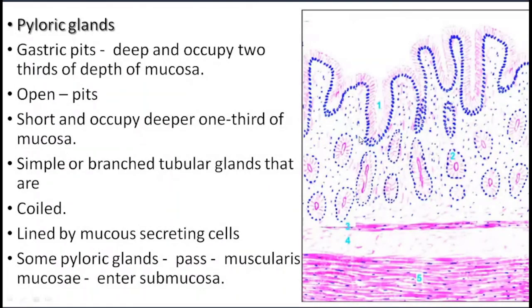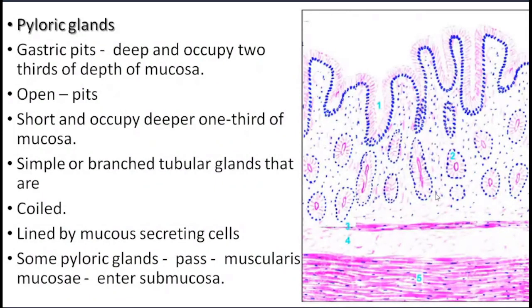There in the fundic part these are simple tubular glands, so that's why you get elongated sections. Here, simple branched coiled tubular glands, so that's why you will get multiple cut sections of the glands. Here the glands are lined by cells. Occasionally you will get oxyntic cells in the pyloric parts. Some pyloric glands may pass through the muscularis mucosa, so they also enter into the submucosa. The rest of the part is the same: the muscularis externa and the serosa are the same.